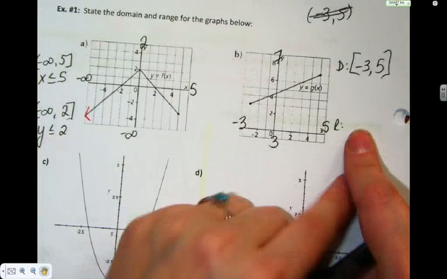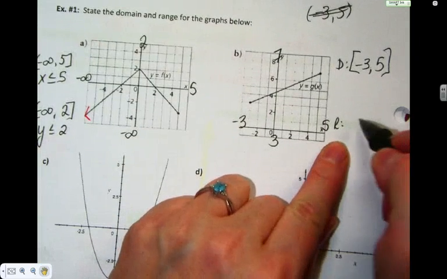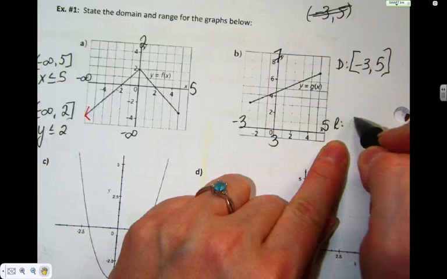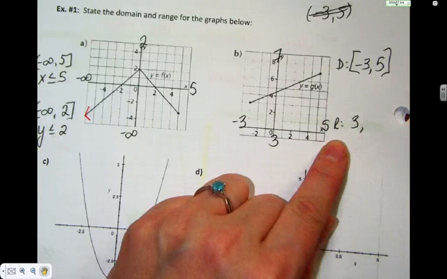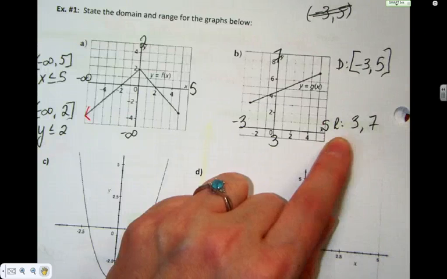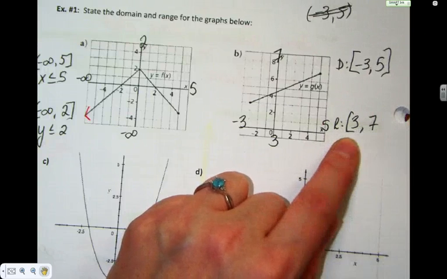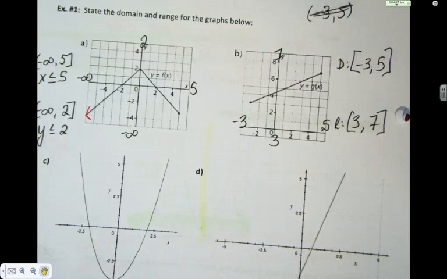Okay, I'll go to range, do the same notation. Smallest number was 3. Highest number was 7. Is there a dot at 3? Yes, there is. Is there a dot at 7? Yes, there is.